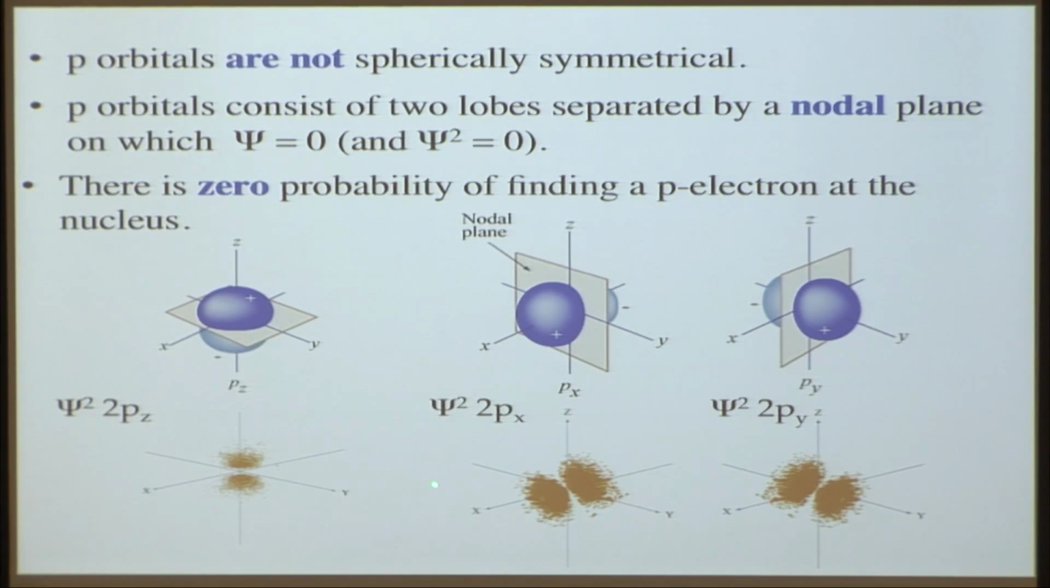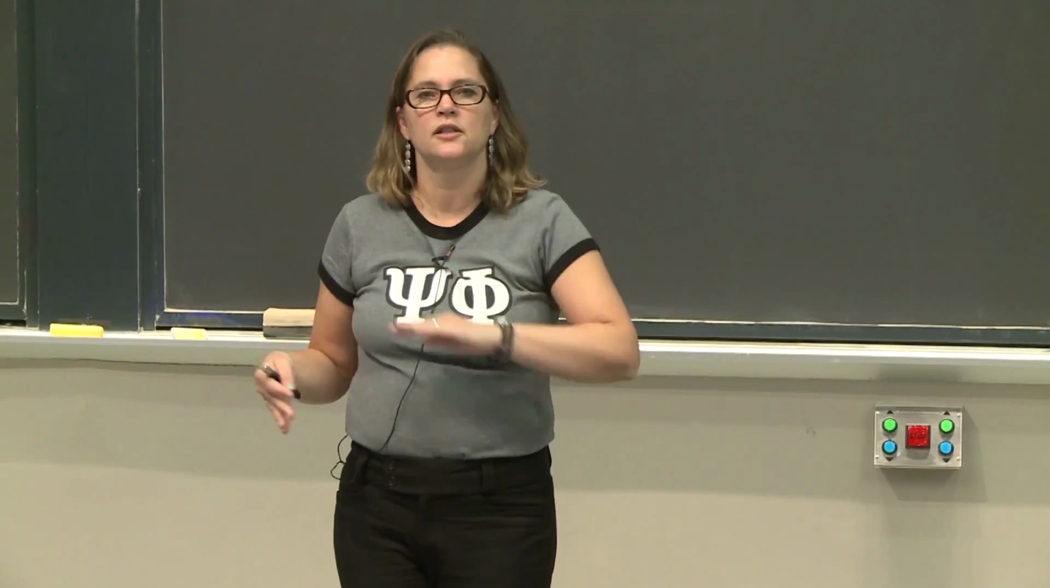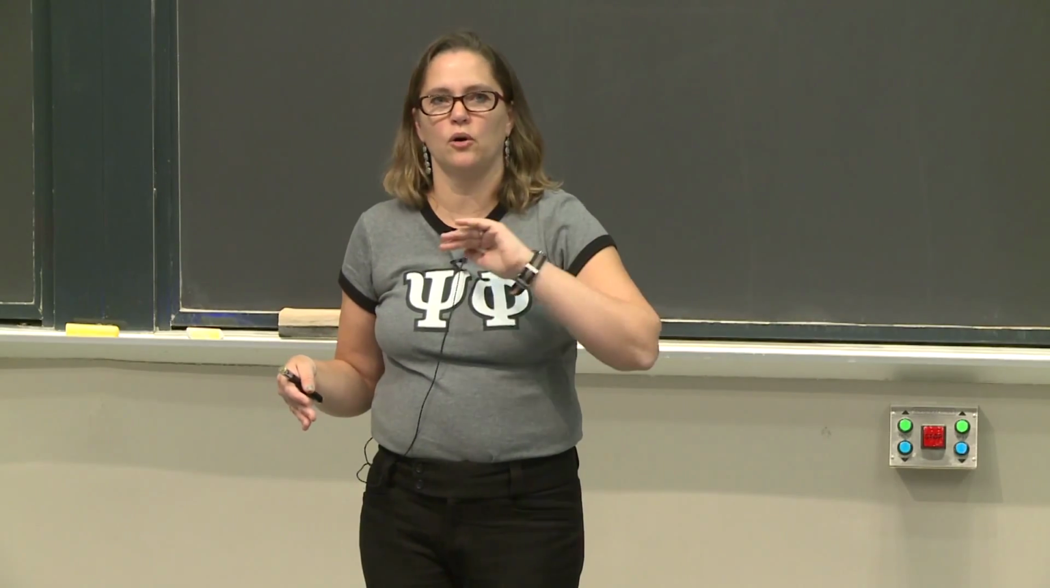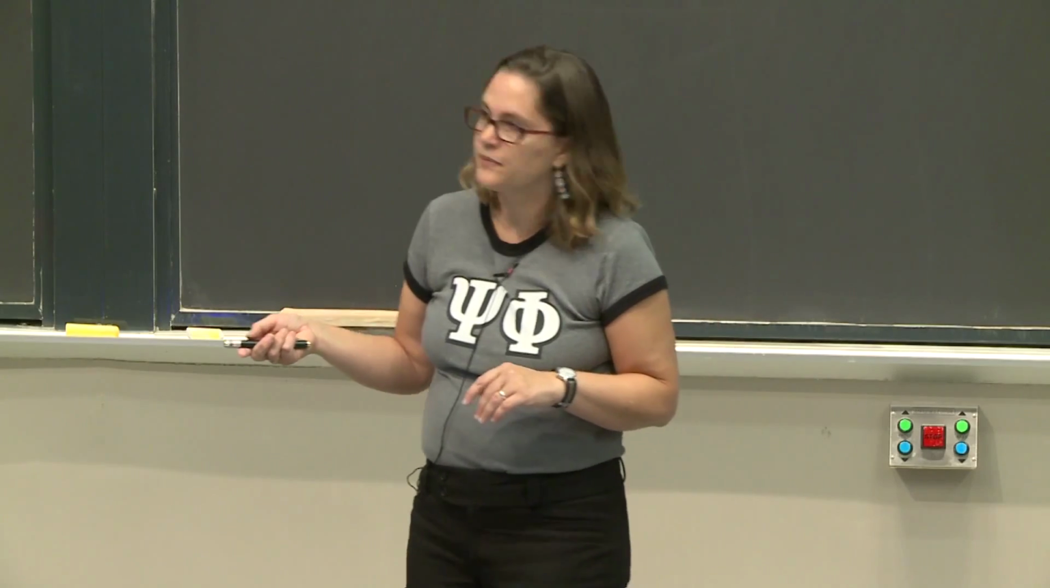And the nodal planes are at the nucleus. Therefore, there is 0 probability of finding a p electron at the nucleus. S can get pretty close to the nucleus, but with a p orbital, there's a nodal plane there. No electrons are going to be at the nucleus.